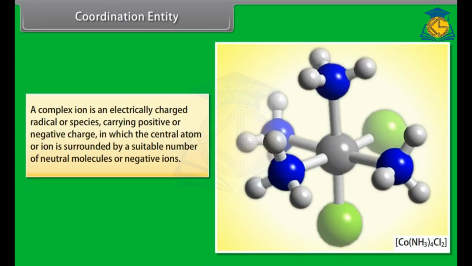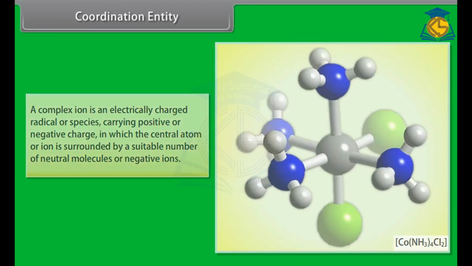Coordination entity. A complex ion is an electrically charged radical or species carrying positive or negative charge in which the central atom or ion is surrounded by a suitable number of neutral molecules or negative ions. For example, Co(NH3)6Cl3.